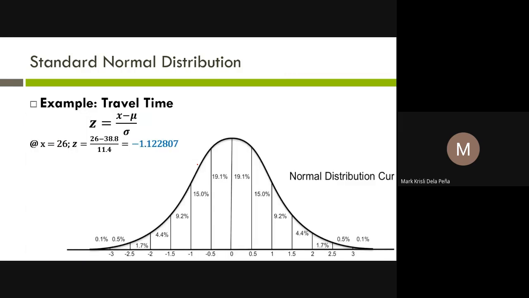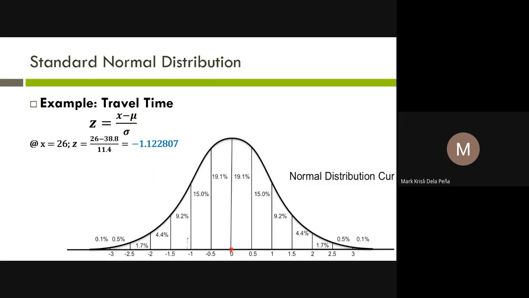Now let's go back to calculating the z's. Again, our mean is 38.8 and our standard deviation is 11.4. So our z equivalent of 26 is negative 1.222807. That's negative, so our mean here is our reference, which is 0. This first z, for 26, is approximately at this point.